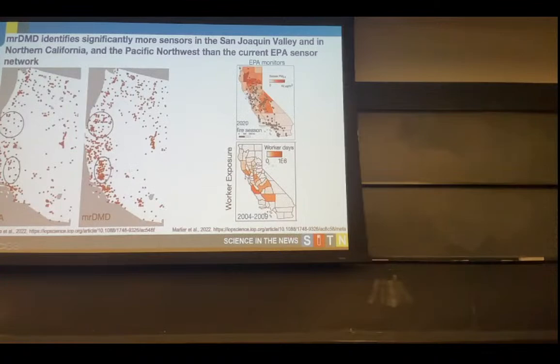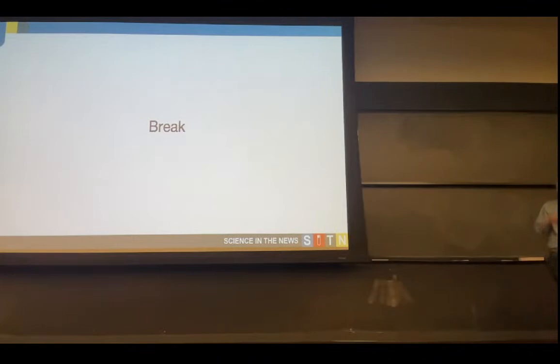Similarly, these areas also have huge agricultural worker populations, where outside air pollution, smoke from wildfires, represents a significant occupational hazard. So there's again this level of equity in monitoring. And this will be our next break. In the last third of the talk, we'll deal more with addressing equity in monitoring.